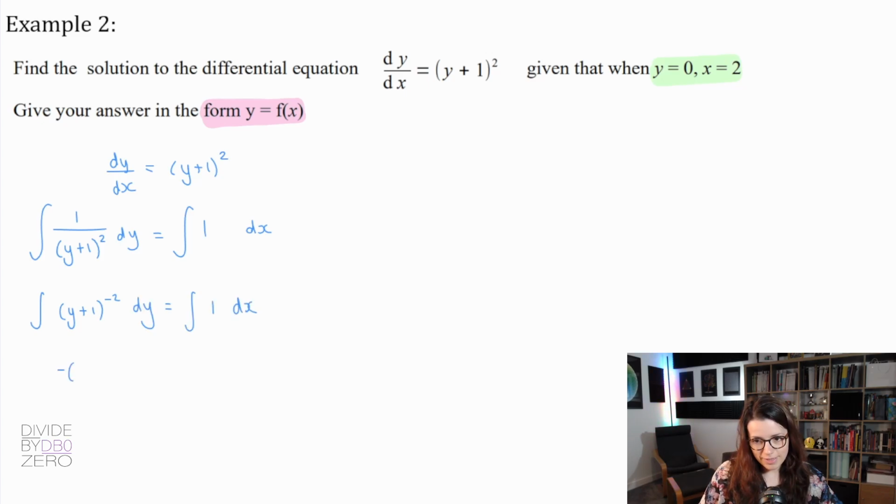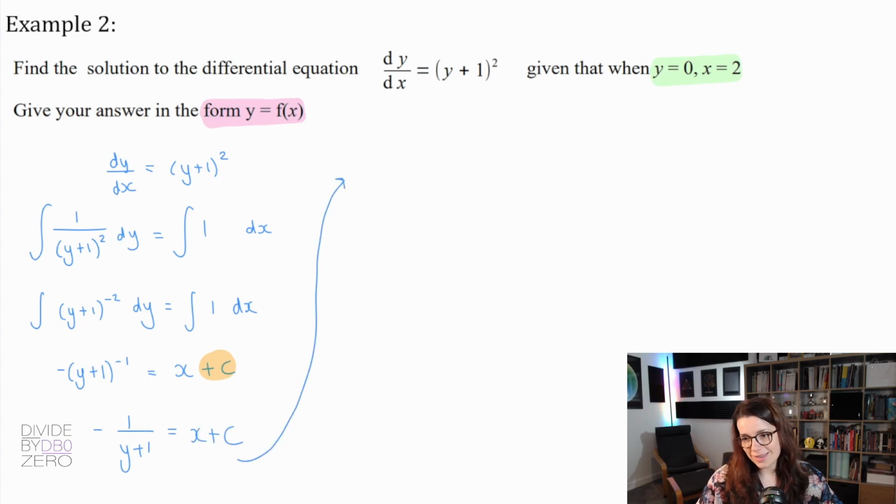And you get minus (y plus 1) to the power of minus 1. And then on this side, x plus c. Remember, we need the plus c on one of the sides, and usually we put it on the right. Now, you could substitute the conditions in at this stage, but I probably would rewrite this again as minus 1 over (y plus 1) equals x plus c. And then I would substitute in the information. So we're told that when y is 0, x is 2, and that was given in the question.